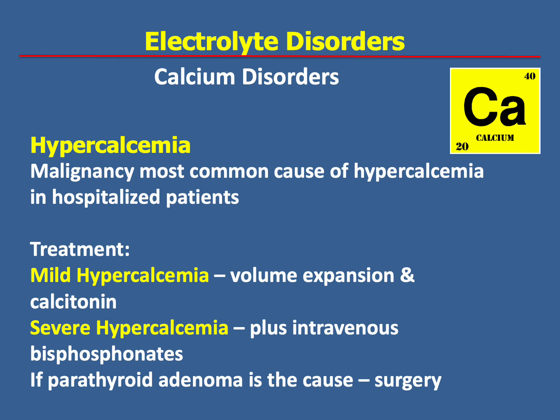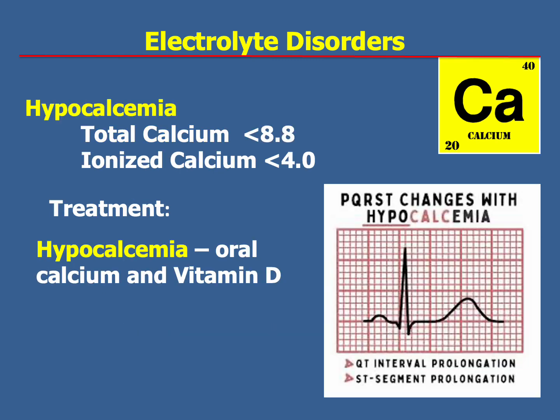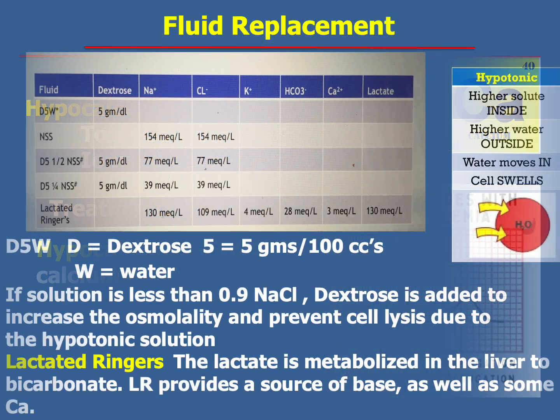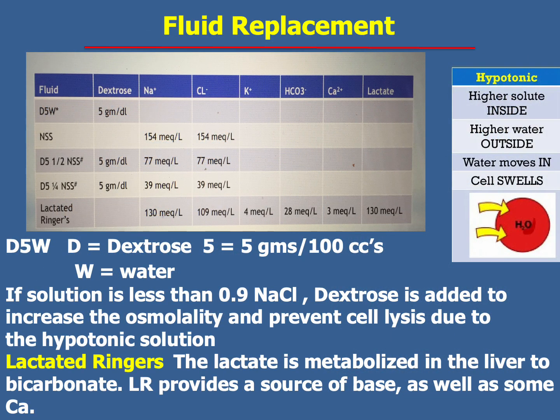If parathyroid adenoma or hyperplasia is the cause, then surgery is indicated. Volume expansion and calcitonin are used for mild hypercalcemia, and intravenous bisphosphonates are indicated in the treatment of severe hypercalcemia. Hypocalcemia is a serum calcium of less than 8.8. ECG shows a prolonged QT interval, and treatment is oral calcium and vitamin D supplementation.